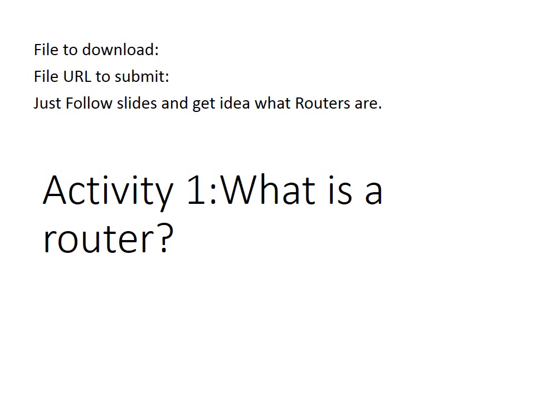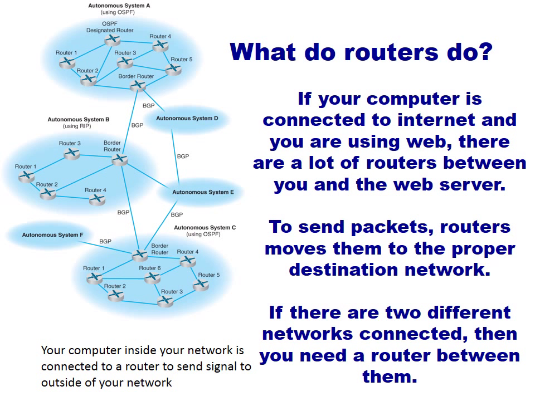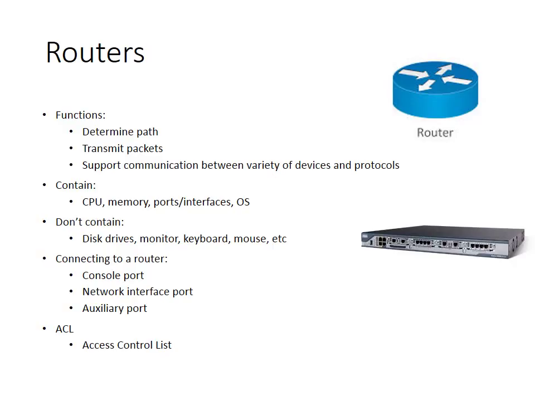In this activity, I summarized information about routers. A router is a layer 3 device which sends and receives packets and forwards them to the proper destination with the best path. Routers have a CPU, memory, ports/interfaces and an OS, but normally do not have disk drives, monitor, keyboard, and mouse attached. If you need to connect them, you use a console port, network interface port or auxiliary port. Through those ports you may connect a computer and configure them.